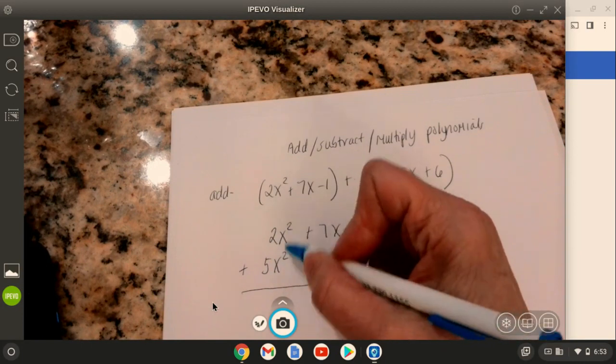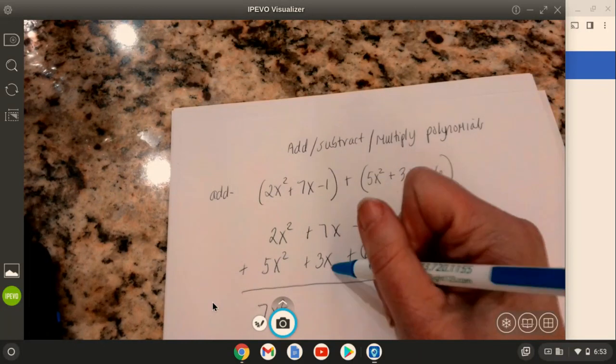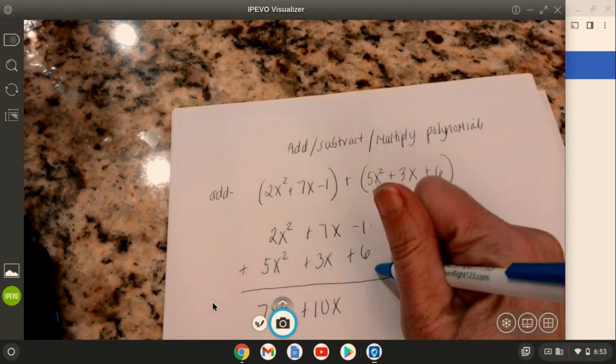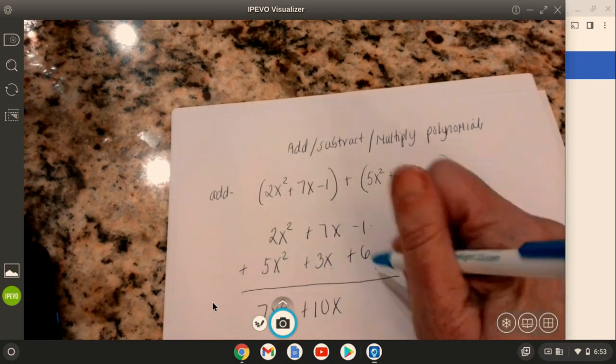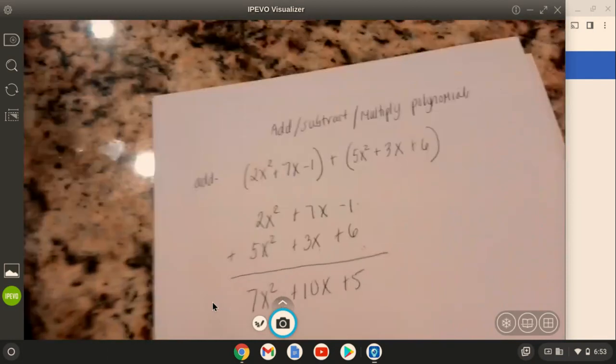If you're lined up, it's easier to not make a mistake because you can only combine terms that are alike, and x squareds are alike, so that would be 7x squared, and x's are alike, so that would be plus 10x, and negative 1 plus positive 6 would be positive 5, and that would be your solution.